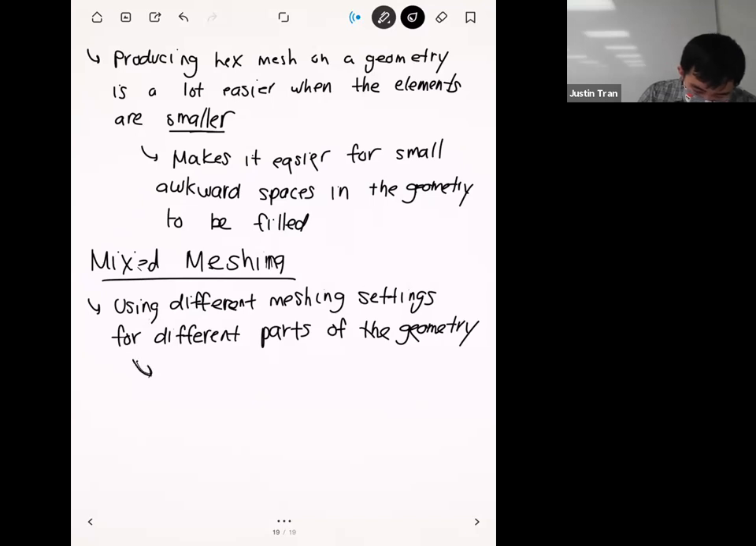And the ultimate goal that you should have when you're doing mixed meshing is that, by applying the most fitting element settings for certain parts of the geometry, you're going to get the most accurate solution while reducing the cost as much as possible.